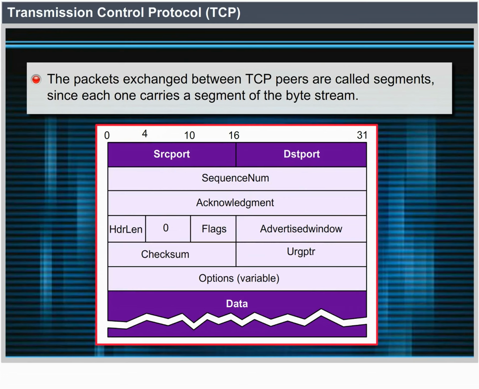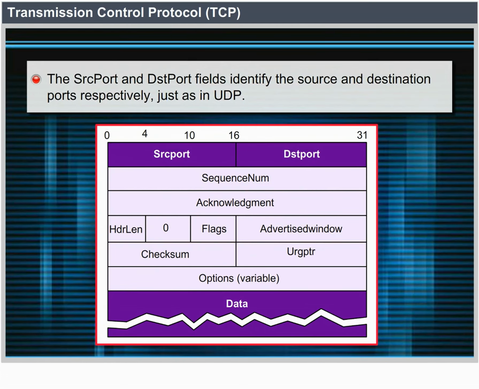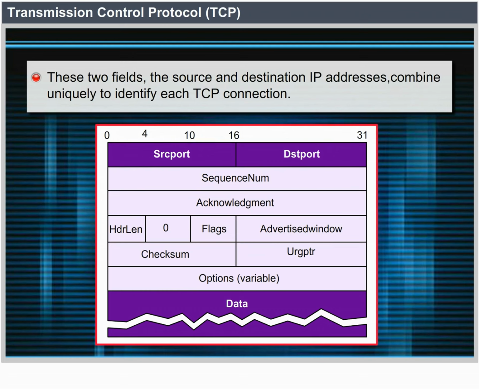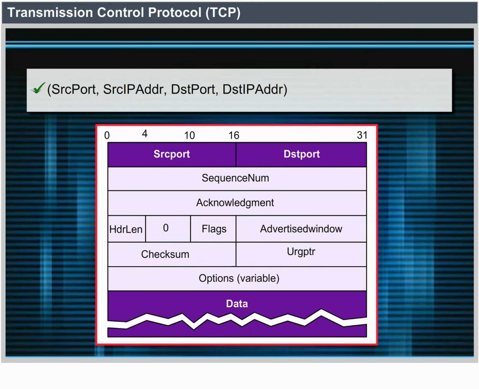Each TCP segment contains the header schematically shown. The SRC port and DST port fields identify the source and destination ports respectively, just as in UDP. These two fields plus the source and destination IP addresses combine to uniquely identify each TCP connection. TCP's DMUX key is given by the 4-tuple: SRC port, SRC IP addr, DST port, DST IP addr.